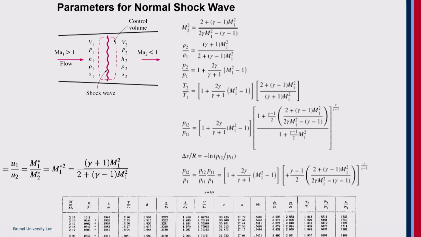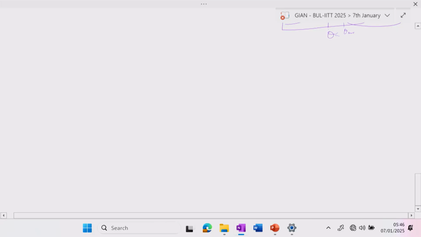Once we come back from the tea break, we will go back to the problems, and we'll try and work out a couple of problems to understand how this flow interacts with the oblique shock. Let's try and work out the problem. Problem number 4, oblique shock.